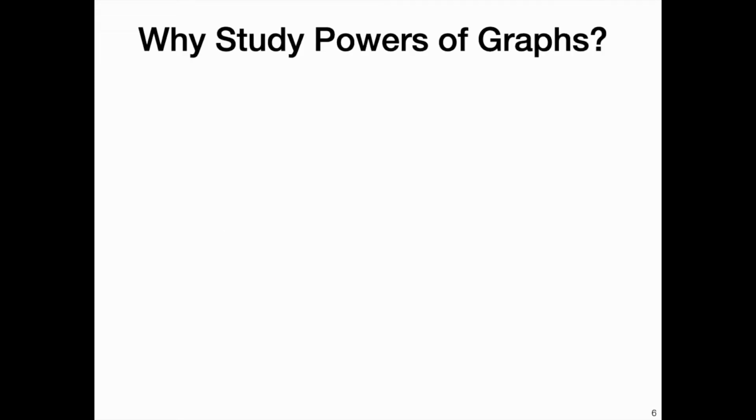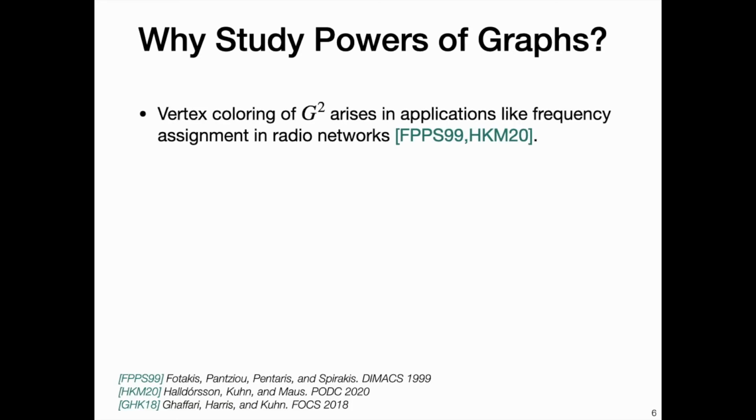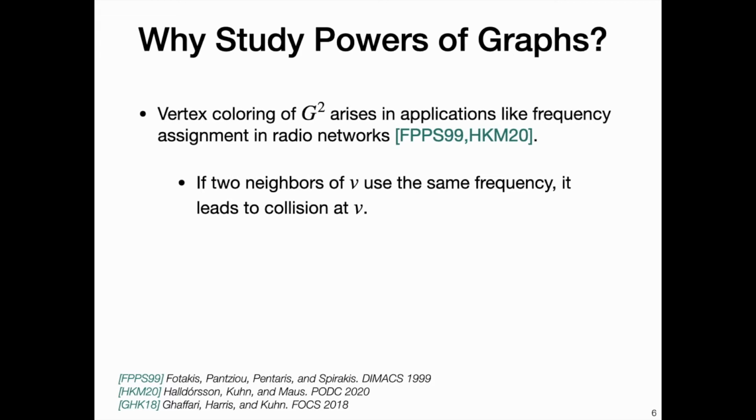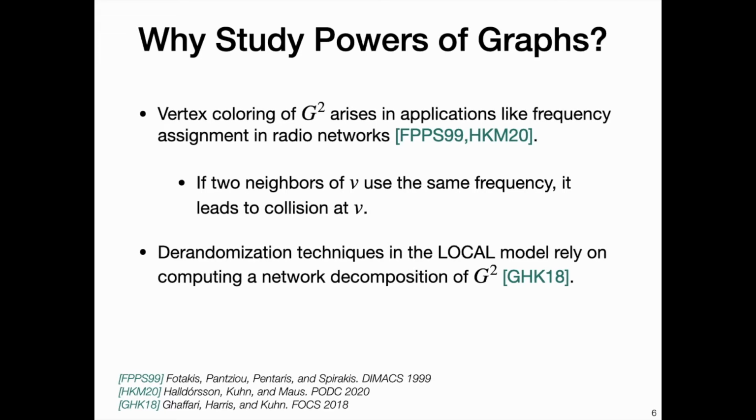So why would we want to study power graphs? Vertex coloring of G squared arises in applications like frequency assignment in radio networks. This is because if two neighbors of V use the same frequency, it leads to a collision at V. So we would want two hop neighbors to have different colors. Moreover, de-randomization techniques in the local model rely on computing network decompositions of G squared. Also, studying optimization problems in G squared might give us insights into solving optimization problems in G.